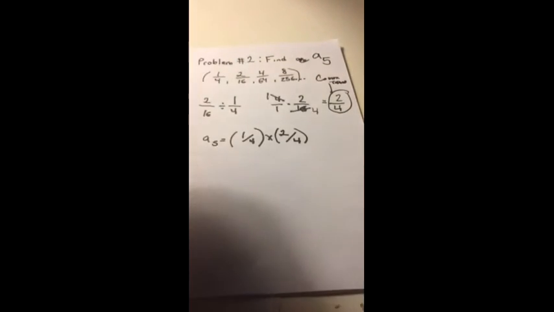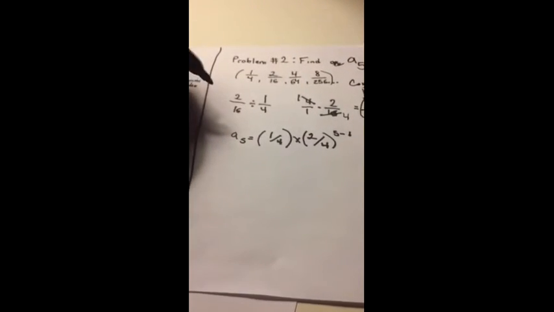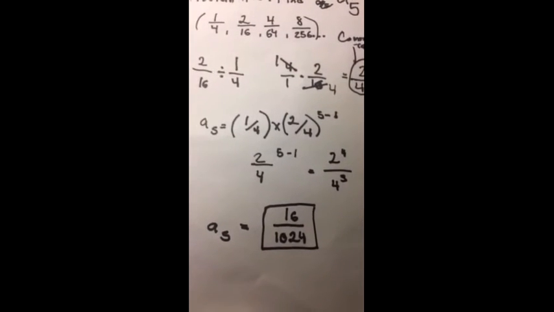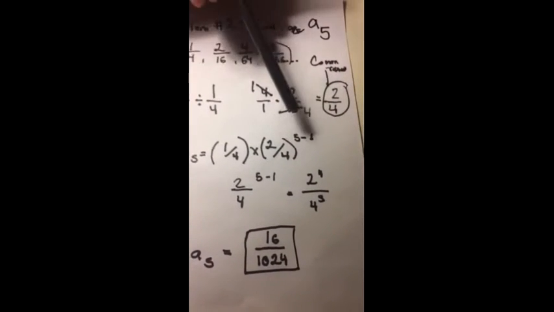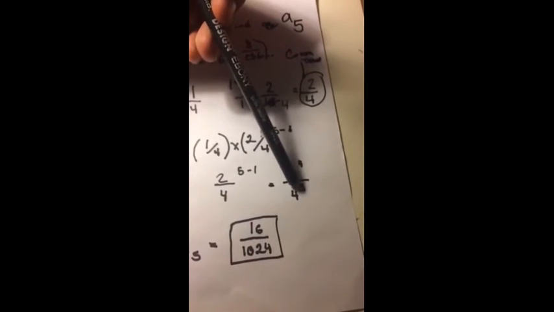times 2 over 4, parentheses, to the 5 minus 1. Once we plug all of our information into the formula, we will have to multiply 1/4 times 2 over 4, which will yet again give us 2 over 4. And we're going to have to bring down the 5 minus 1 and make it an exponent of 2 over 4. So we're going to transform 2 over 4 to the 5 minus 1 power into 2 to the 4th power, because 5 minus 1 is equal to 4, over 4 to the 3rd power.